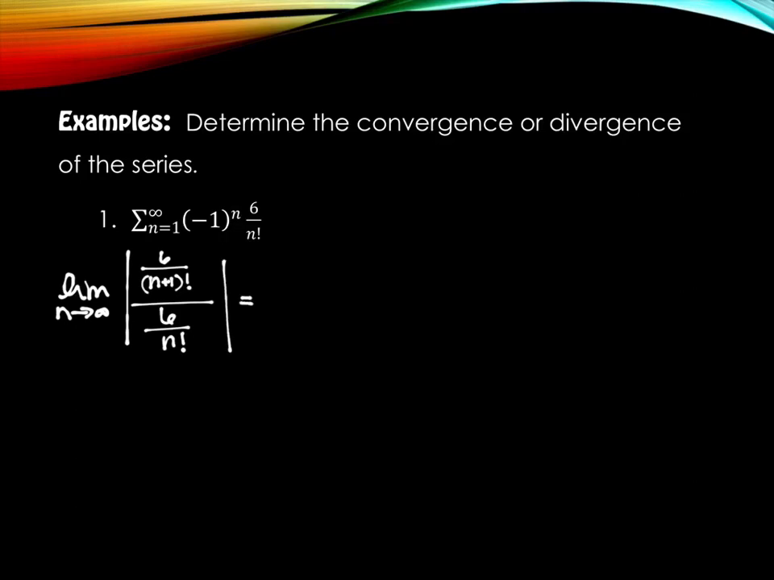Complex fractions are not necessary. We can rewrite that by using the reciprocal. So this is 6 over n plus 1 factorial times n factorial over 6. Is that all right? Okay, so what's going to cancel? The 6's are going to cancel. That's true.